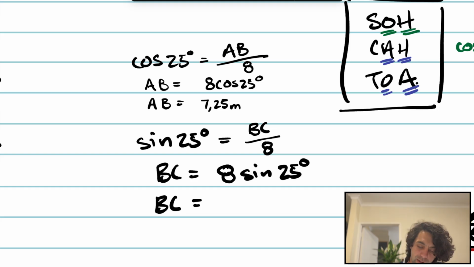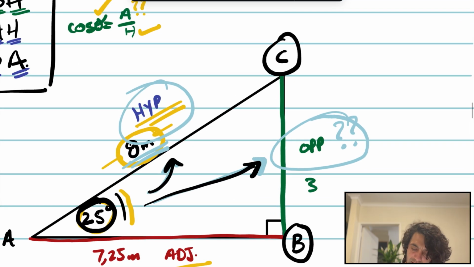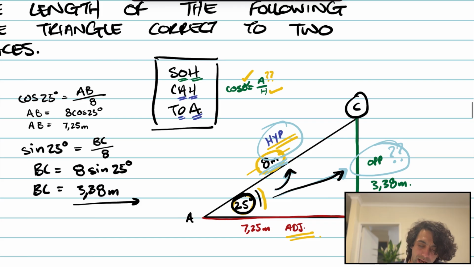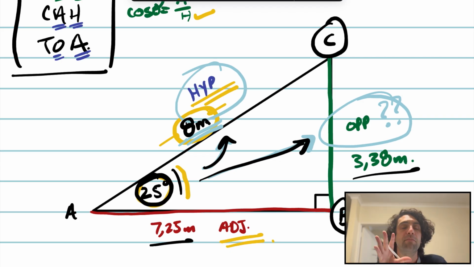And what we find is we get 3,38 meters. Please don't forget your units. We are dealing with meters here. So I know that the length of this opposite is 3,38 meters. Okay, let's quickly check our answer to see if this makes sense. So we've got 7,25 there, we've got 3,38, and our longest side should be our hypotenuse, which is 8 meters. That makes perfectly good sense to me, so I am happy with this answer.